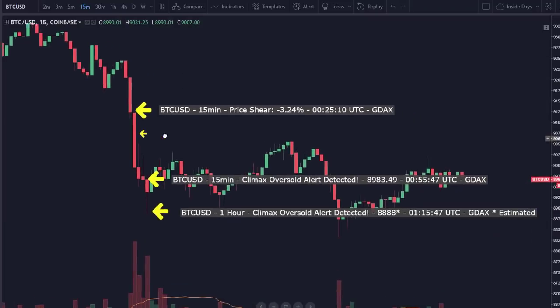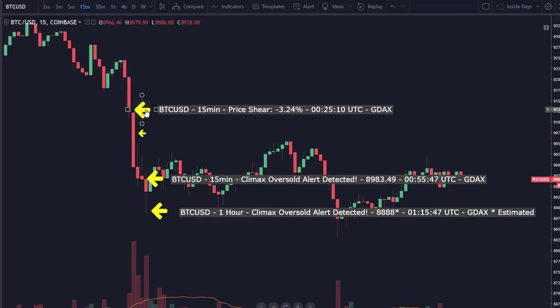I didn't want to clutter the chart up too much, but we had our price shear, our abnormal volume, and then right around here, and I see that I've moved my arrows around, we get this 15-minute climax oversold, and then we also get the 1 hour climax oversold right near the bottom of this pattern. So again, huge break. Price shear and abnormal volume are your early indicators to go look at your charts. Oversold climaxes for your bounce entry opportunities, and then a nice follow through there.